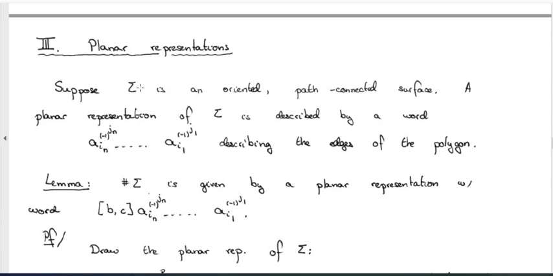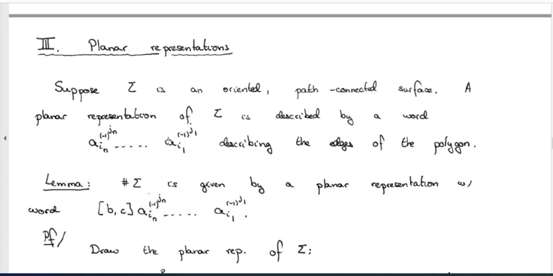All right, so suppose we have some surface sigma, which is oriented and path connected. And suppose we have some planar representation of sigma. So this is some polygon whose boundary is a bunch of edges that are oriented. They are labeled by these symbols Aij, and these symbols and their orientations tell me how to glue, how to identify edges. So let's assume the edges are presented in this way by this word.